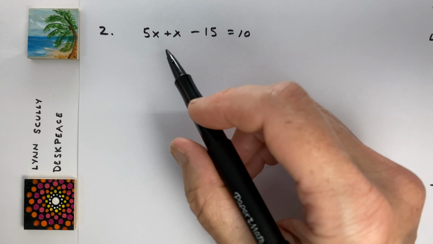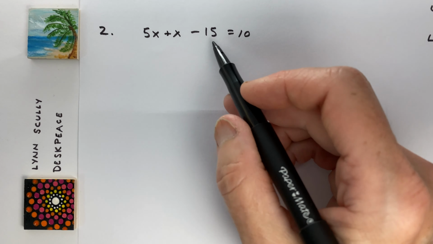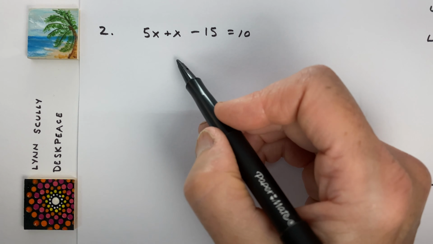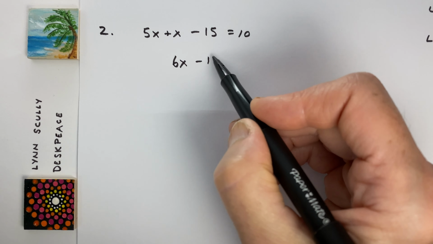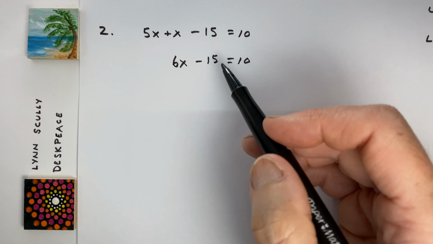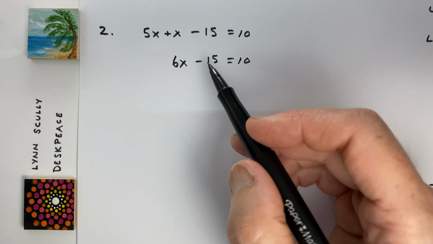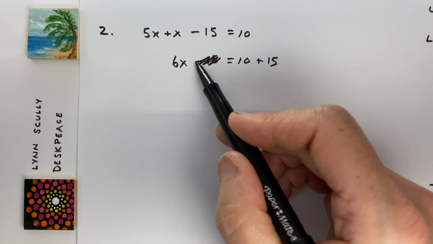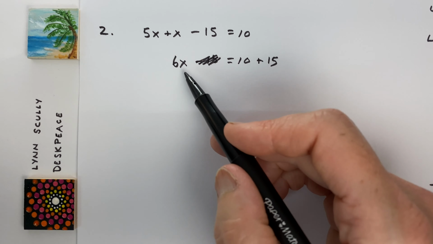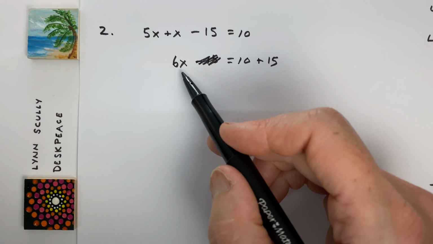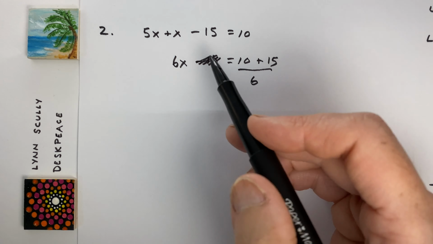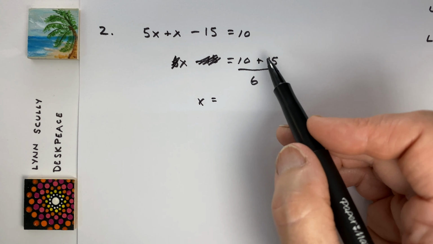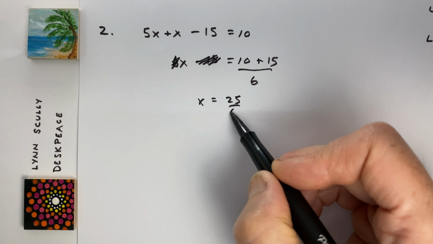Number 2, 5x plus x minus 15 equals 10. First, let's combine like terms. 5x plus x is 6x minus 15 equals 10. Now, this 15 is attached by subtraction to the x. I'll move it by addition to the other side of the equal sign because I'm trying to get everything away from this x. Now, the 6 is attached by multiplication. Move it by division. And I'm getting x equals 10 plus 15 is 25 over 6.